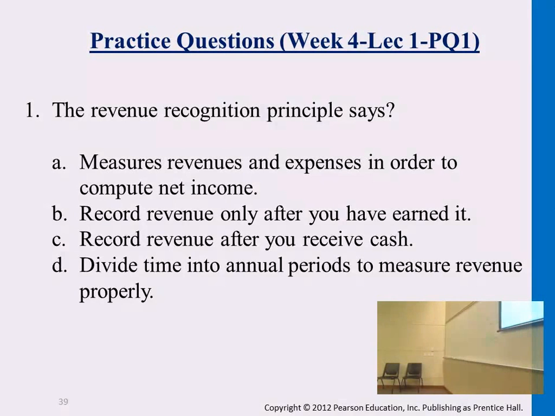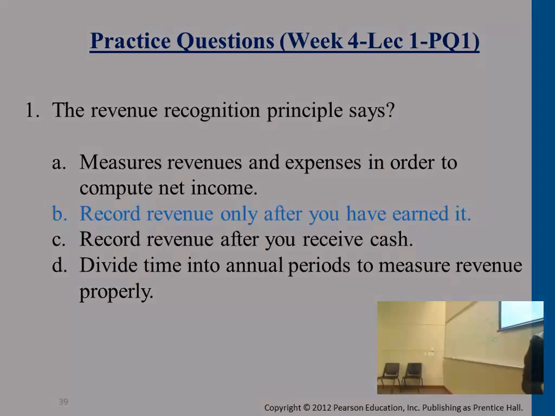The revenue recognition principle states what? Now for this, some of you got it wrong, so which one is this? We record revenue after you actually earn it, and the term earned means that you provided the goods and services. Even though you have not collected cash, it doesn't matter. It will be sales revenue, accounts receivable. The ideal case is you collect cash immediately, then you'll be debiting cash. But in both cases, you have sales revenue credited.